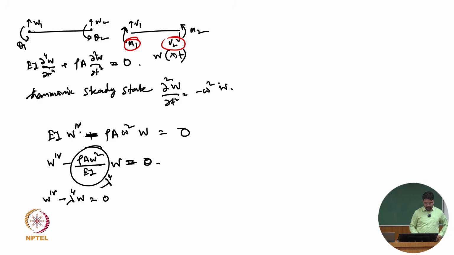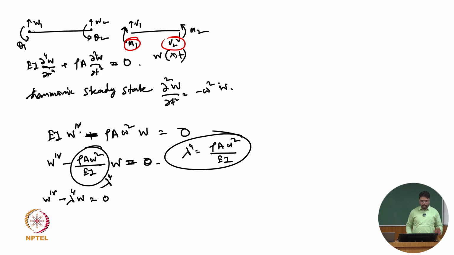So what can be my equation of motion? How can we solve for lambda? Or not lambda, lambda we already know. Lambda to the power 4 equals rho A omega square divided by EI, that we already assumed. So my objective is to solve W, and W is not W, that is Wx basically. So what should be the solution of Wx? If I think that Wx equals W into e to the power of beta x, can I write it?